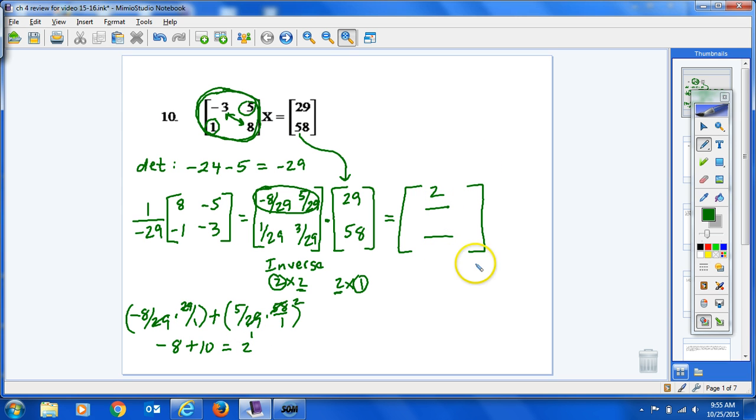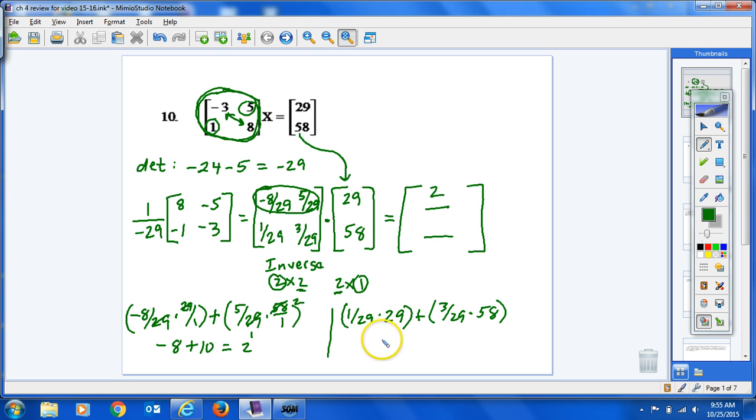Okay, so we need to work on this bottom row, row 2, column 1, so let's use the numbers from row 2 times our only column, column 1. And so now we'll multiply 1/29 times 29 and then we'll add that to 3/29 times 58.